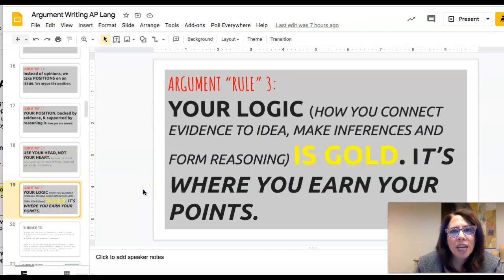Logic is huge. And when we did claim, evidence, reasoning, right, it was more straightforward. Now we're working with thesis, evidence, line of reasoning. So it becomes more nuanced. There's more parts to the reasoning. And really what you're doing is you're building logic. And that's exciting, but it is a challenge that you are ready to accept. So logic, the same as reasoning, is how we connect evidence to idea, and you're making inferences.